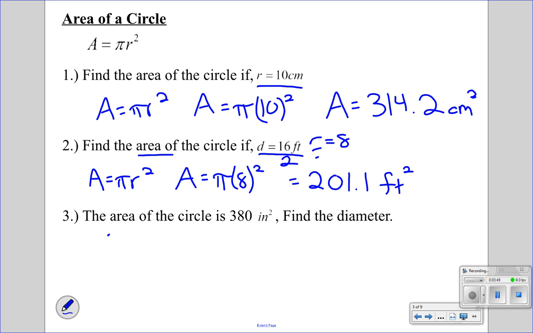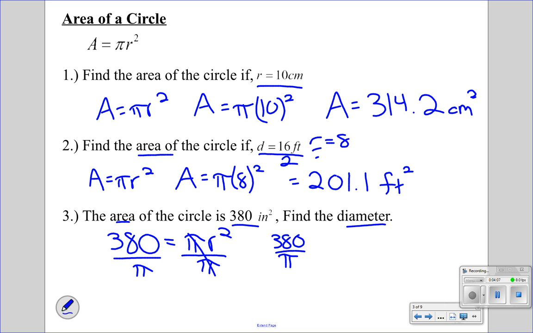Now our last one, we're going to plug in 380 for our area, because it says our area is 380, and asks us to find the diameter again. So this equals pi r squared, divide by pi. So now we have 380 divided by pi equals r squared, and we're going to square root both sides. Once again, we can plug this in our calculator, all under the radical, and we get r equals 10.998. So we're going to round that up to 11 equals r. Remember, it asked for our diameter, so we're going to multiply by 2. So our diameter equals 22. And we can't forget our label, so that's 22 inches.